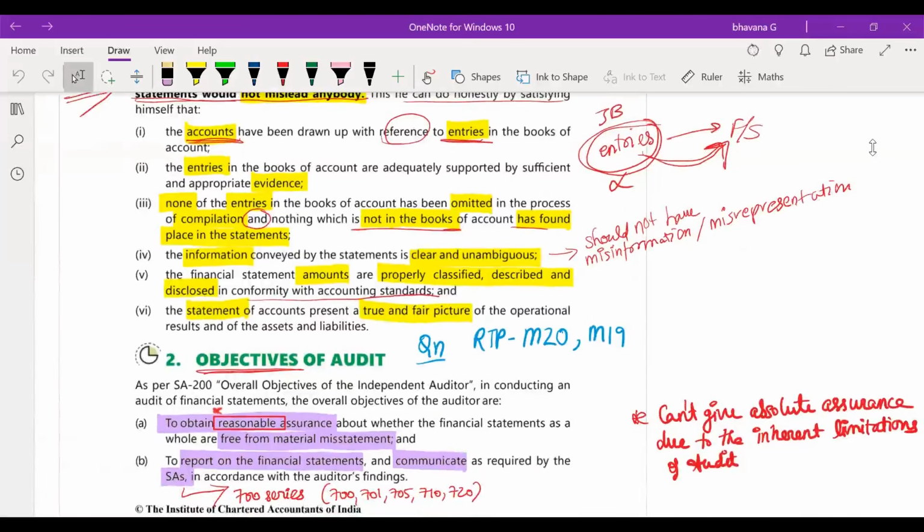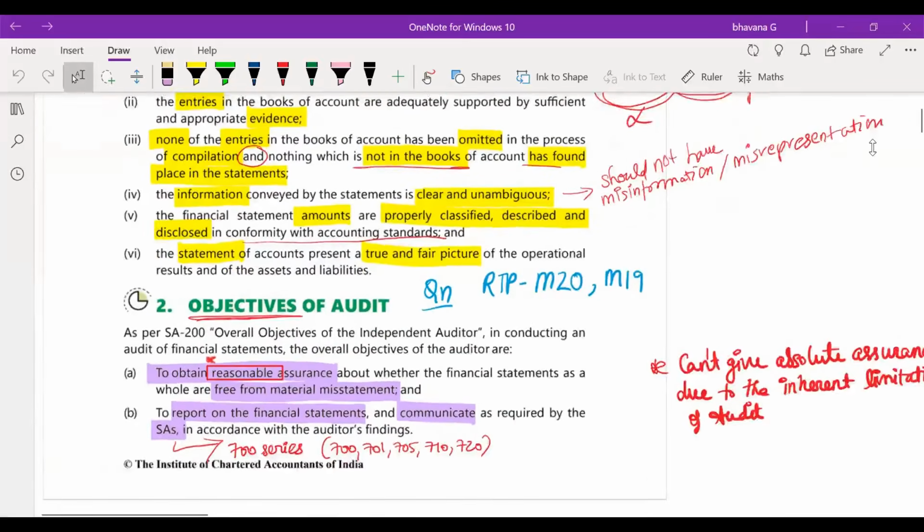Whatever entries you have to make, for that is evidence there. Third point, have all the entries been taken into consideration for preparing the financial statements? And the fourth thing that you have to take into consideration is that the entries which are not there should not have been falsely taken as an account. Okay. That is the third point.